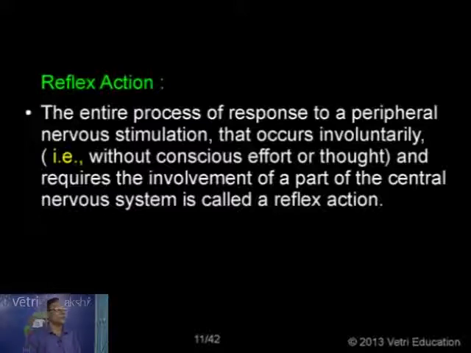In the central nervous system we have the brain and the spinal cord. Only the spinal cord alone takes part mainly in reflex activities. That is why we are saying a part of the central nervous system. So any peripheral stimulation which occurs involuntarily and requires the involvement of a part of the central nervous system is called a reflex action.